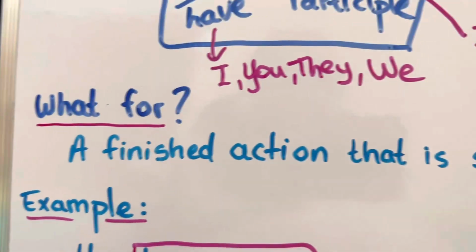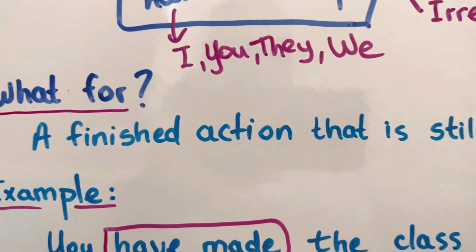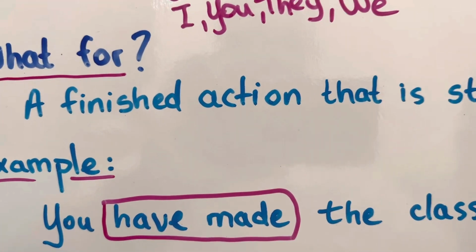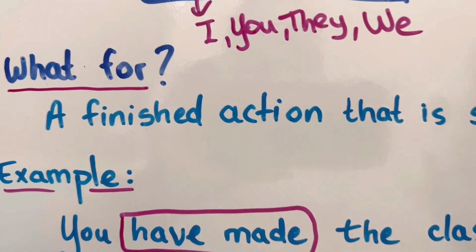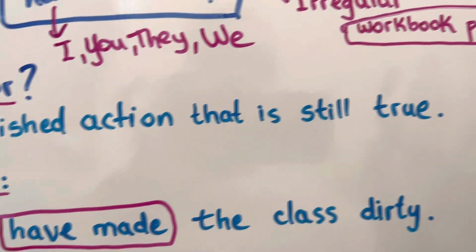Okay, what do we use this for? What do we use the present perfect for? When we have a finished action, an action that is done, it's halas, as we like to say in Arabic, but it's still true now.